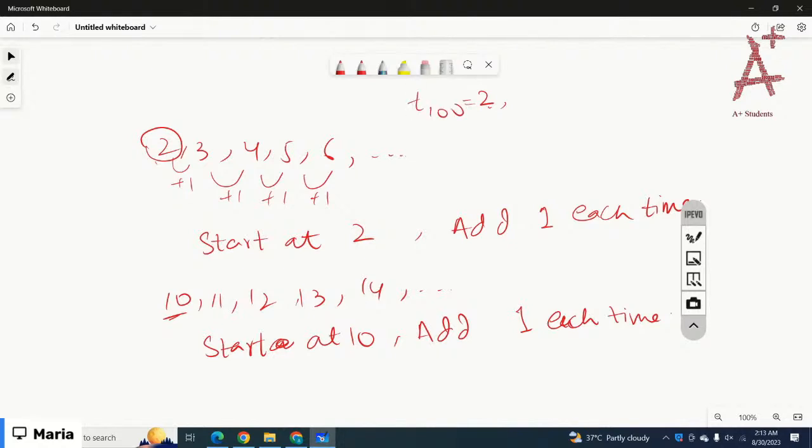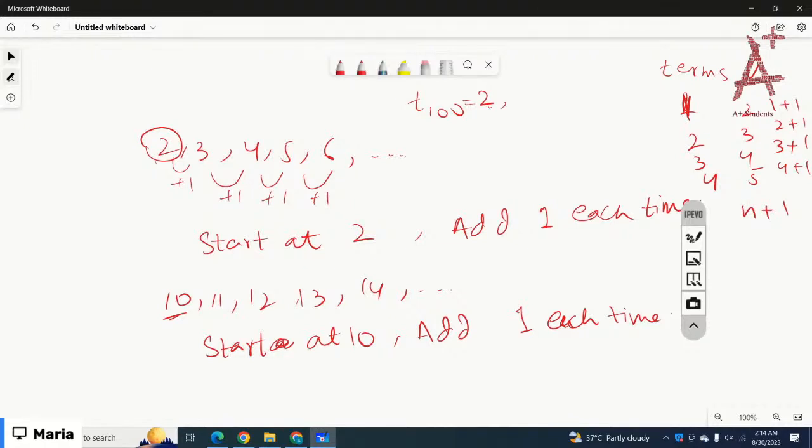For example, this is the first term, right? Let's make a table. Term 1, these are the terms and these are the values. For terms 1, 2, 3, 4, the values are 2, 3, 4, 5. So it would be 1 plus 1, 2 plus 1, 3 plus 1, 4 plus 1. That means it would be n plus 1, right?